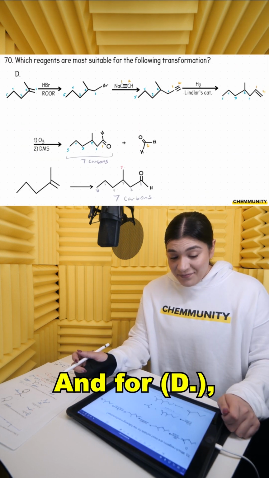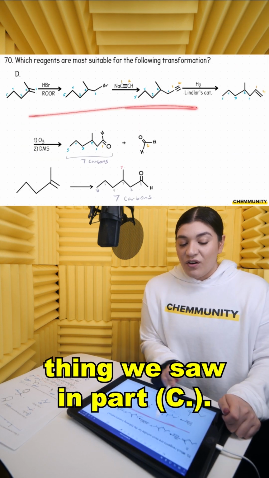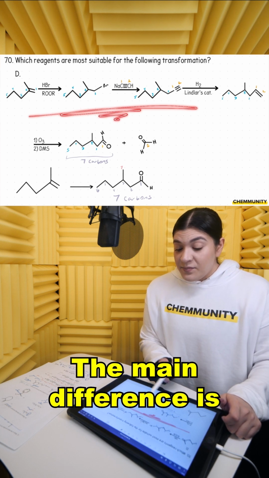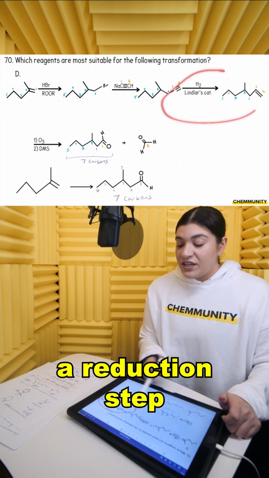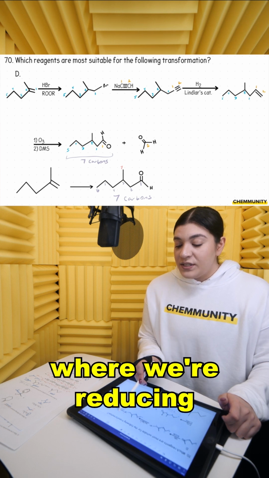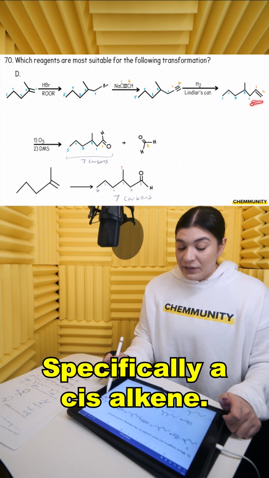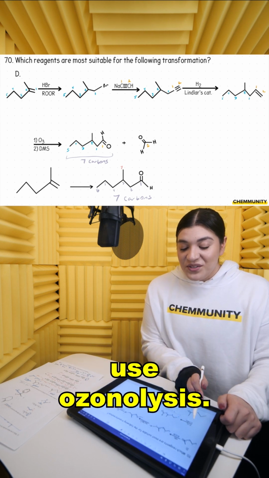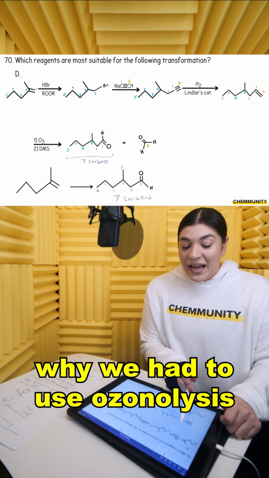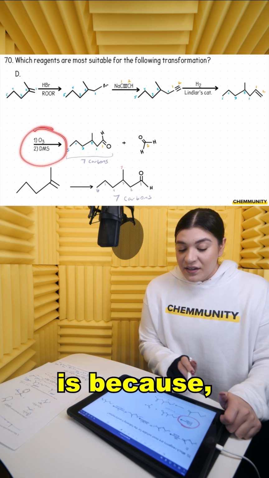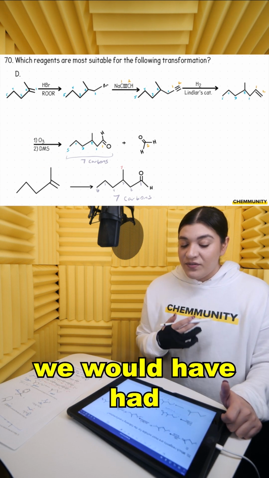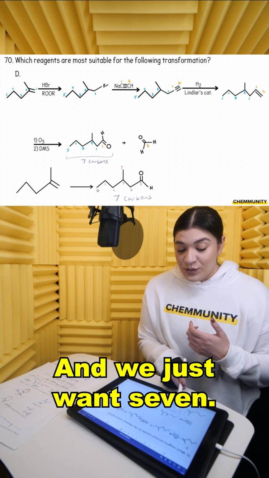And for D, we still have the same thing we saw in part C. The main difference is now we're doing a reduction step, where we're reducing this alkyne into an alkene, specifically a cis alkene, and then we're going to use ozonolysis. The reason why we had to use ozonolysis is because, like the last example, we would have had too many carbons, and we just want 7.